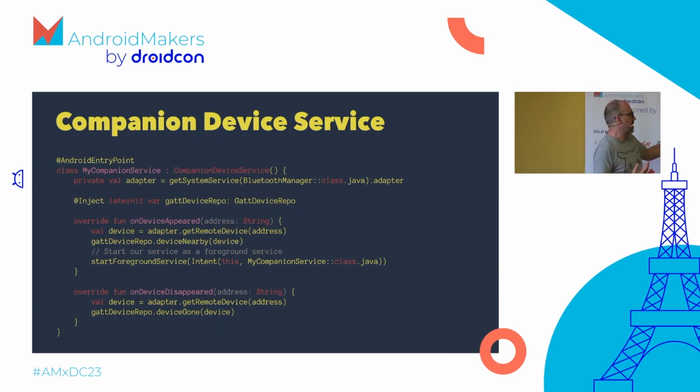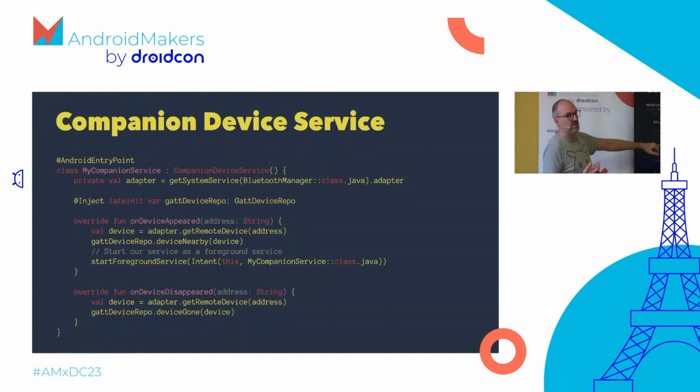You extend the companion device service, and in onDeviceAppeared, you call startForegroundService, so that your app keeps running. Then you need to know and understand how foreground services work, but I'm not going to go into that here. So this is just a simple version of this one. You probably want to add more with that, like starting the connection and everything like that.